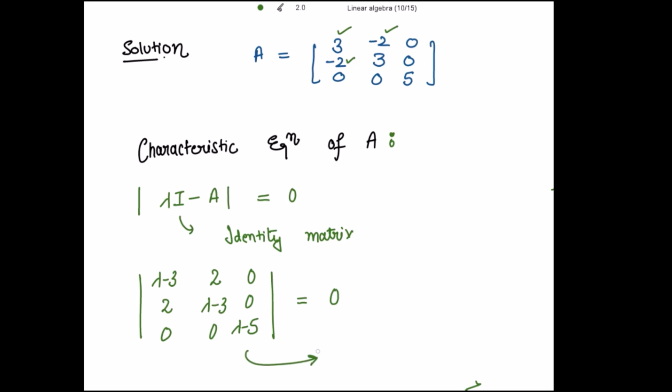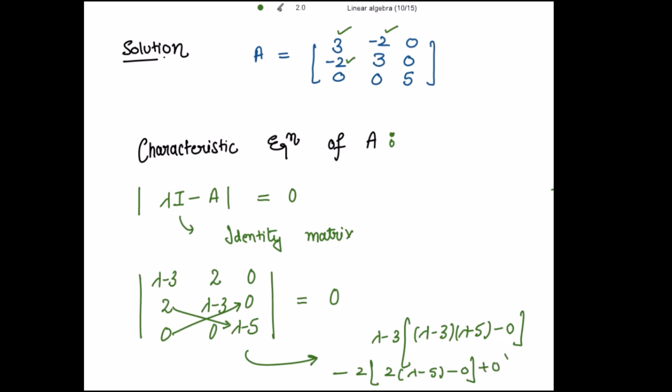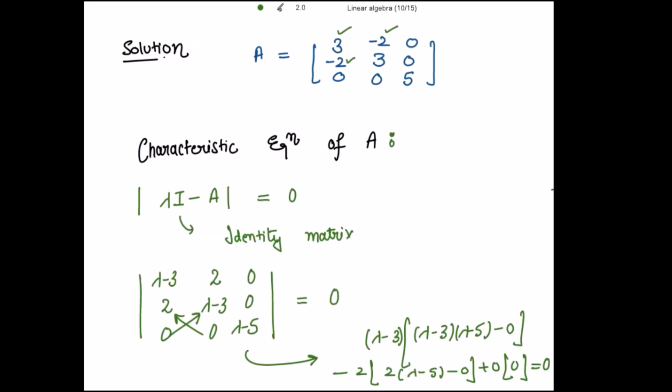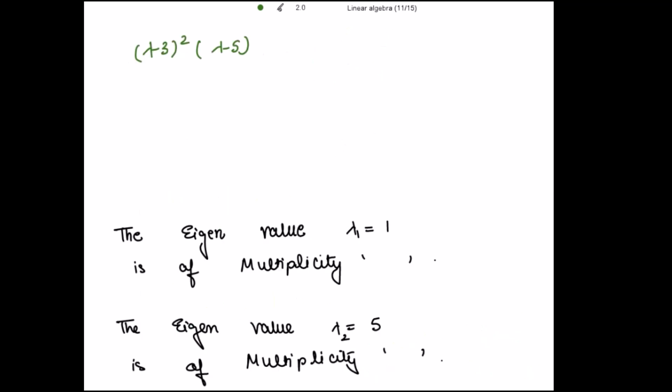Solving this determinant, we get lambda minus 3 into cross multiplying these two. So this is lambda minus 3 into lambda minus 5 minus 0, right? Then minus 2 cross multiplying these two. So this is 2 into lambda minus 5 minus 0. And then plus 0 cross multiplying these two, that is 0, equals 0. So I am getting lambda minus 3 whole square into lambda minus 5 first. And then minus, this is 4 times lambda minus 5.